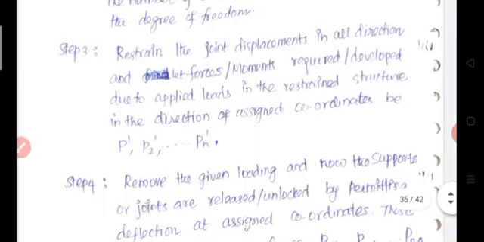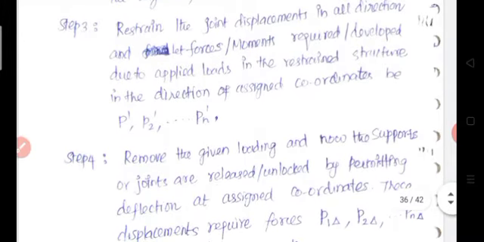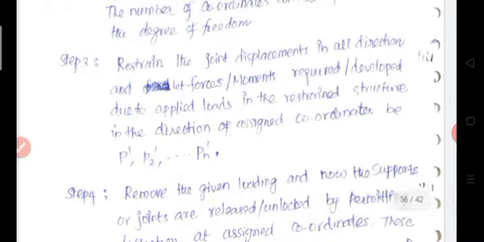Then the third step: restrain the joint displacement in all directions, and let the forces or moments developed due to applied loads in the restrained structure, in the direction of the assigned coordinates, be P1 dash, P2 dash up to Pn dash.